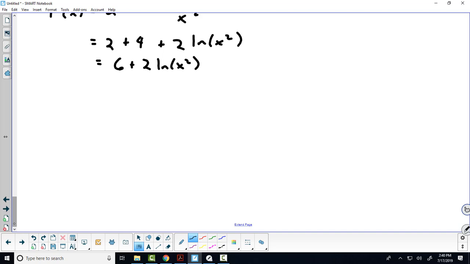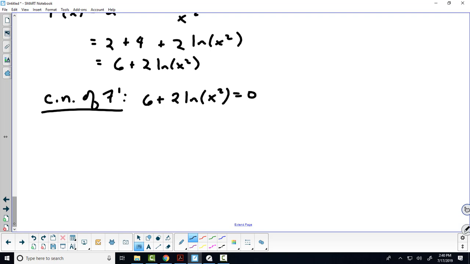So let's find the critical numbers now of f prime. Remember, the critical numbers of f prime will be where its derivative, the second derivative, is either undefined or where it has zeros. Well, its derivative is undefined at 0, but so is the derivative of f, so that's not going to be a critical number. But we could have the instance where 6 plus 2 times the natural log of x squared is equal to 0. That would happen when 2 times the natural log of x squared is equal to -6, or when the natural log of x squared is equal to -3.